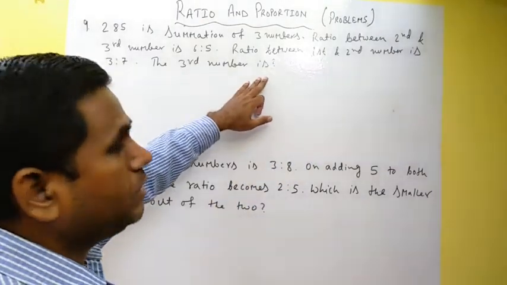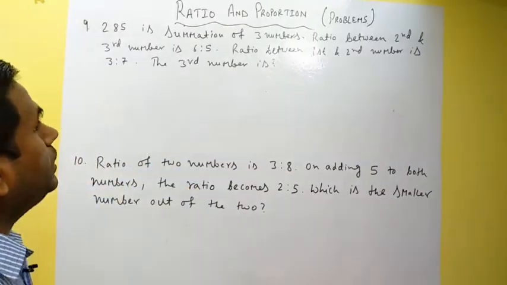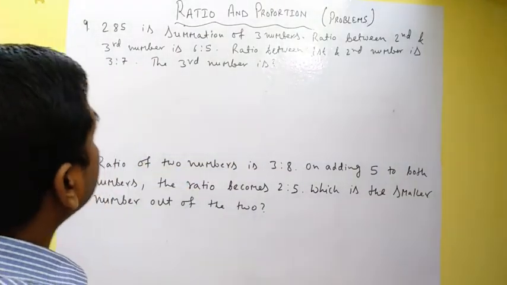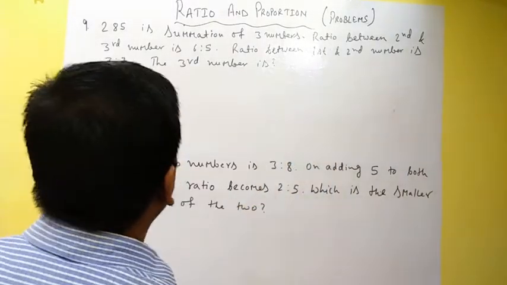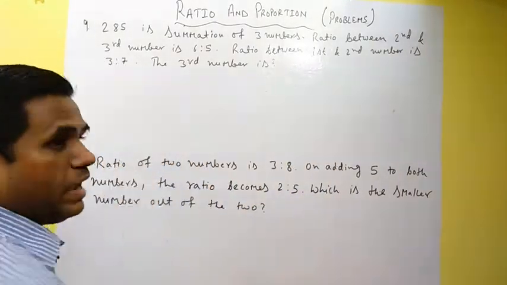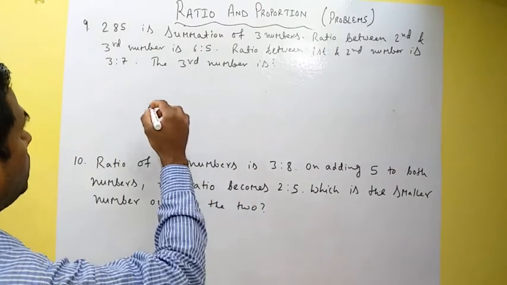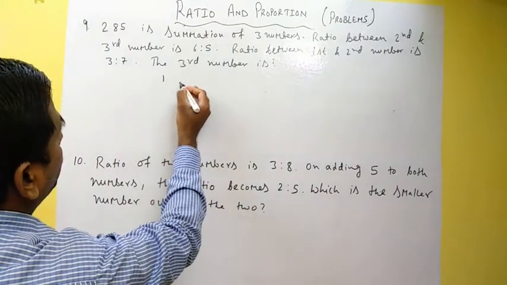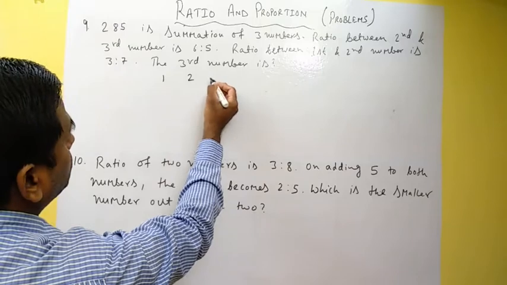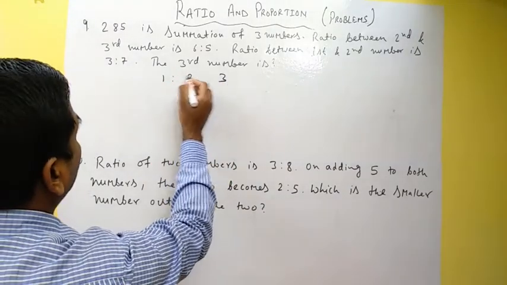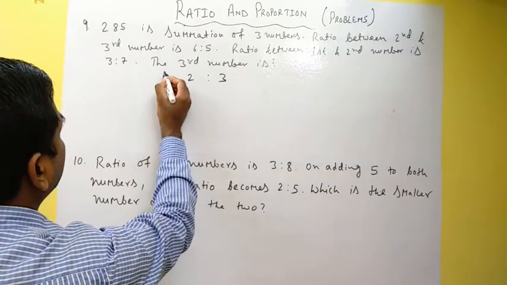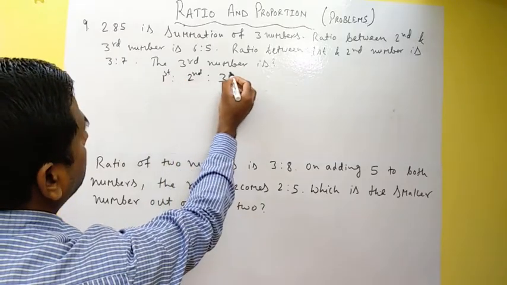The third number we have to find out. Okay, so what it says: the ratio between second and third number and the ratio between first and second number. As we have solved this kind of problem previously, first proportional, second proportional, and third proportional, right? We will find the ratio like this. Okay, this is first, second, third.